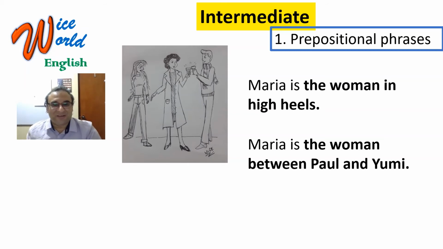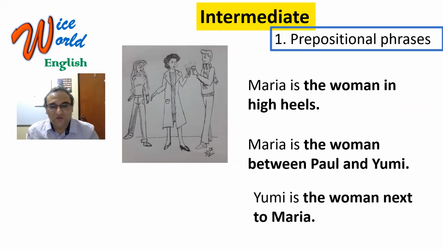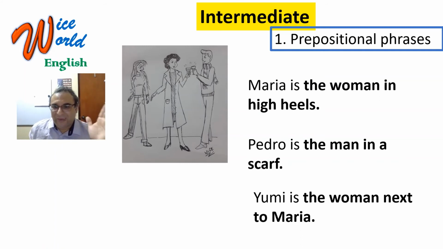We can also say Yumi is a woman next to Maria. And what about Pedro? Pedro is a man in a scarf. Okay, and we identify all the people using prepositions. All right.